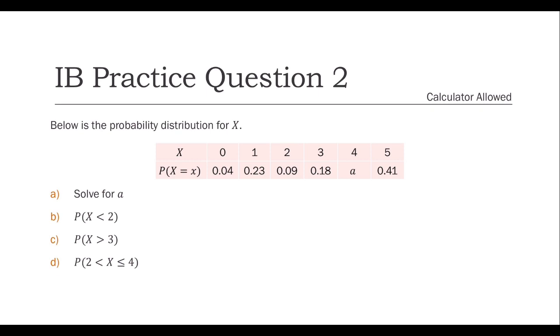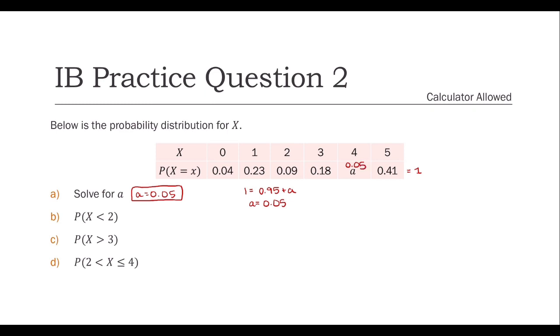Now we have our second IB practice question. It says below is the probability distribution for x. Part A says solve for A. This needs to add up to 1. So if we add all of our probabilities together, we'll get that 1 equals 0.95 plus A. If we subtract 0.95 from each side, we get that A equals 0.05. So that's our answer to part A, and we can fill that in over here.